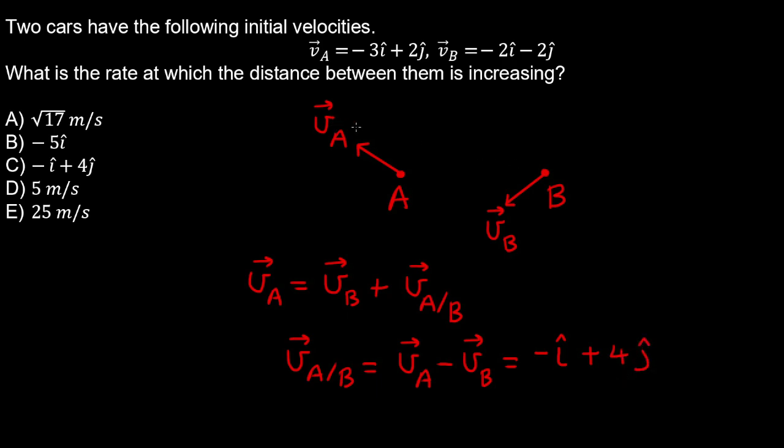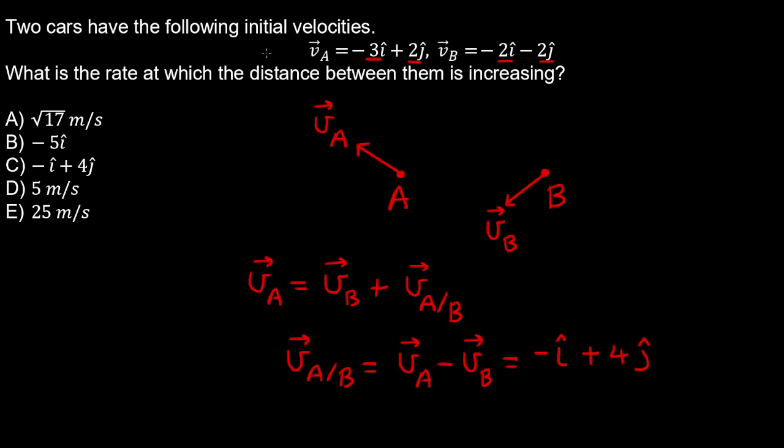So car A appears to be moving at a velocity of 1 meter per second to the left to an observer in car B, which makes sense. And car A appears to be moving vertically at a velocity of 4 meters per second to an observer in car B.